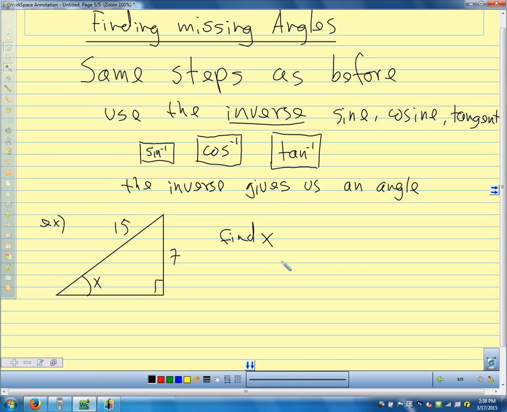So we're still finding x, but this time x is an angle. We're going to do the exact same thing. Label our triangle. x is the angle we're interested in. 7, is it the opposite, the adjacent, or the hypotenuse? Opposite. 15, hypotenuse. Then we think about SOHCAHTOA and we say what trig ratio tells us about opposite and hypotenuse? Cosine. So we're going to use cosine. So we write our equation. Cosine of the angle equals the opposite over hypotenuse.